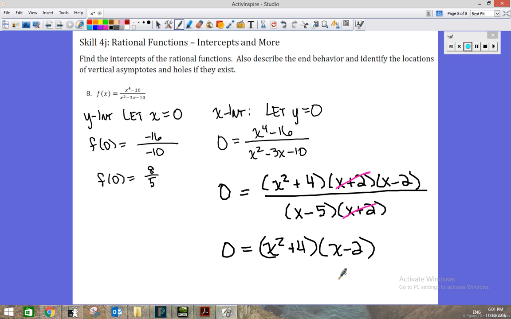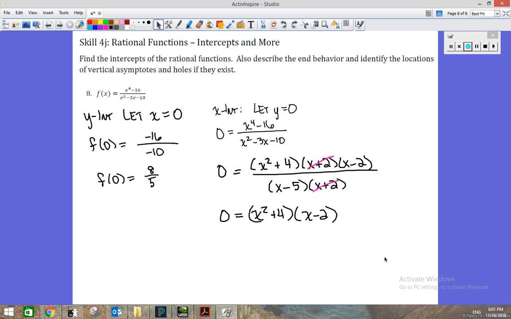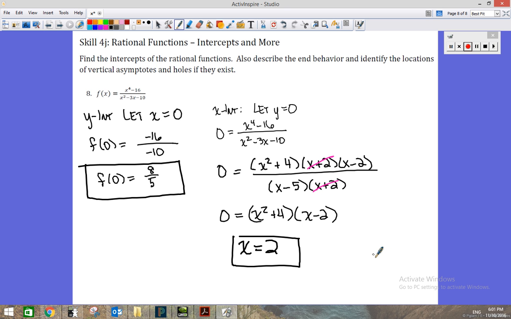I have two factors. One of these factors will never be 0. X squared is never going to be negative 4. Take any real number and multiply it by itself, and it's always going to be 0 or positive. How could it be negative 4 to cancel with the positive 4? It can't. So x equals 2 is the only x-intercept. So we had one y-intercept and one x-intercept.